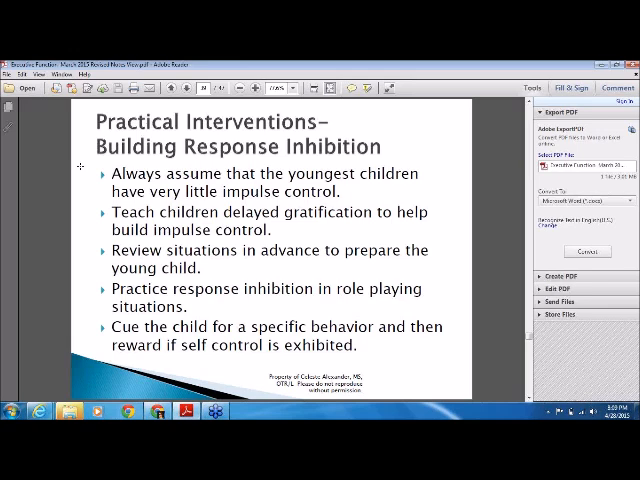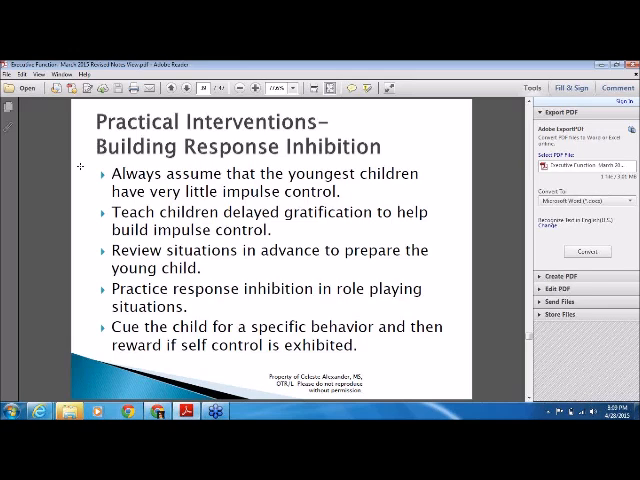You're going to review situations in advance to prepare the young child. Okay, when we go to the music room, this is what we're going to do. Or when we go into the OT room, this is what we're going to do. The first thing we're going to do, the second thing we're going to do. You may have given the child a choice of what they want to do first when they come to the OT room, but you're going to review that with them again. Now, what were we going to do first? That's an example. So again, role playing is very important in practicing response inhibition.